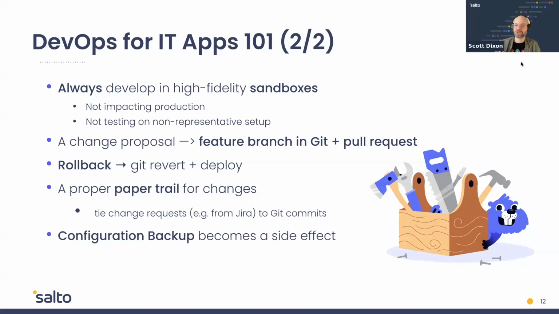We also need some sort of change proposal process. So we need a way to approve changes. We also need a way to be able to roll back those changes. And then we need some sort of paper trail to be able to know exactly what those changes are. Now, once we have all of that in place, the ability to do a backup of your configuration is almost a side effect of that, which I'll show here when we start to demo with Salto.